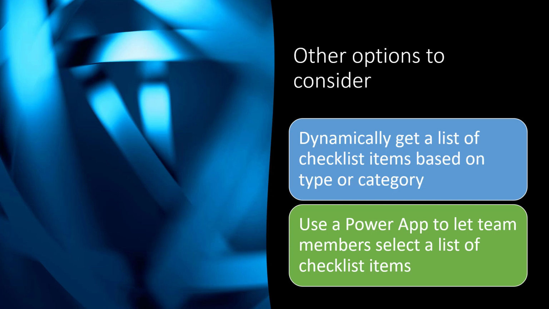So the first one there dynamically lists based on a type or category. I kind of put that together with what I already showed about assigning the tasks by category or by role. You could do something very similar. The Power App one, I don't have anything in the other videos showing that, but it's something that I could certainly put together. It's actually something that I have as a back burner project where I could use that. So I might do a video on that in the future.